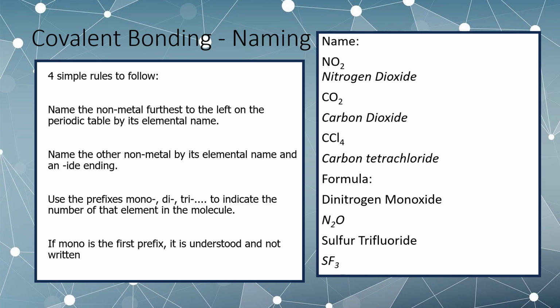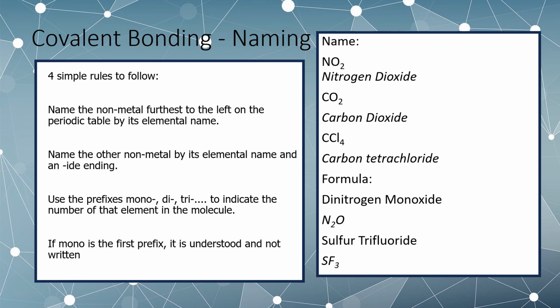Then, looking at writing out our formulas for these named ones, we have dinitrogen monoxide, so that means we're going to have 2 nitrogens followed by 1 oxygen, so N2O. Then we have sulfur trifluoride, so we're going to have 1 sulfur, because we don't need to include the mono if it's the first one, remember? And then we're going to have 3 fluoride, so SF3.